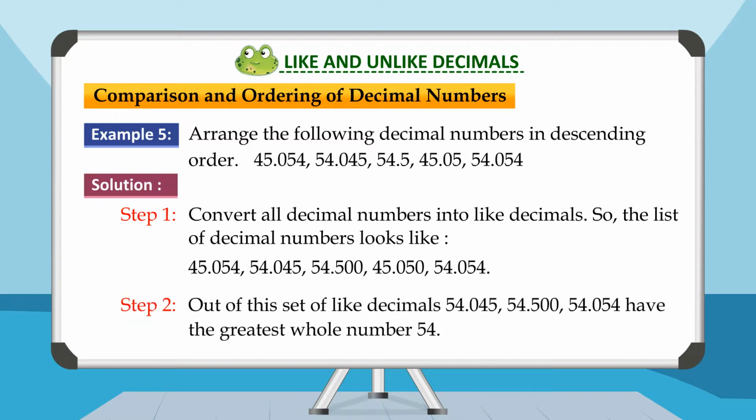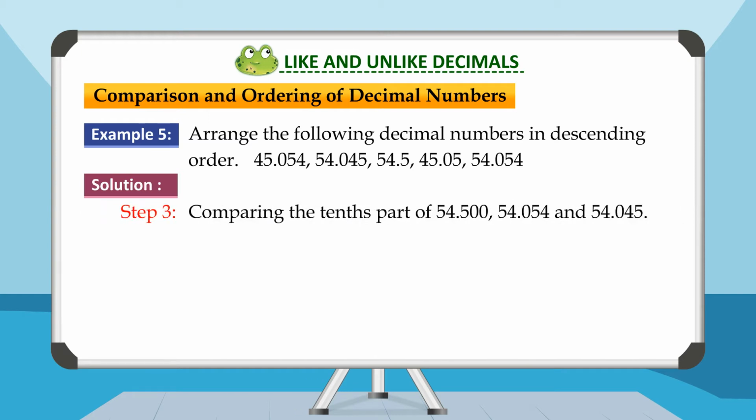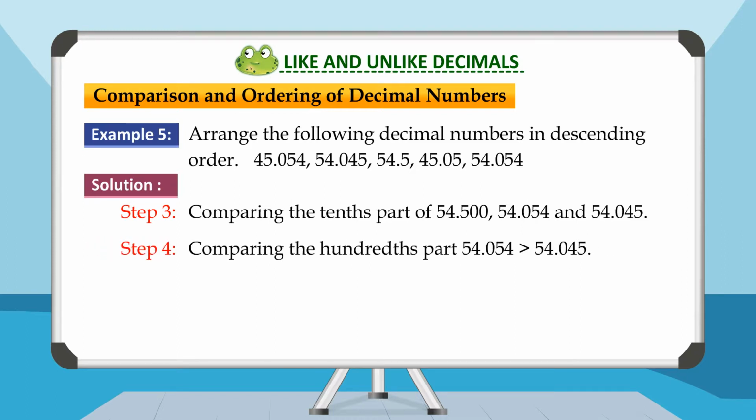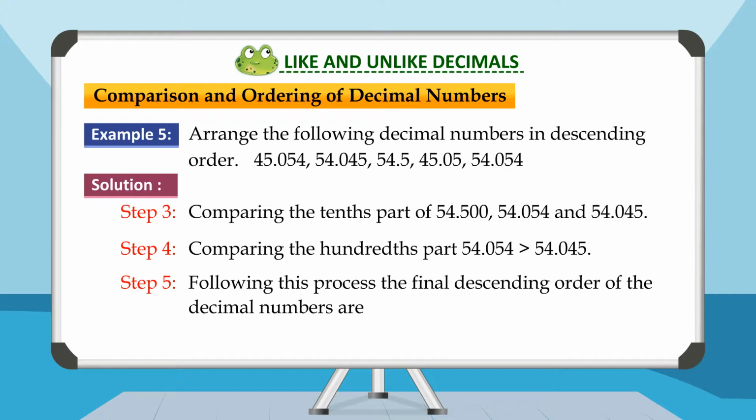Step 2. Out of this set of like decimals, 54.045, 54.500, 54.054 have the greatest whole number, 54. Step 3. Comparing the tenths part of 54.500, 54.054 and 54.045. Step 4. Comparing the hundredths part, 54.054 is greater than 54.045. Step 5. Following this process, the final descending order of the decimal numbers is 54.500 > 54.054 > 54.045 > 45.054 > 45.050.